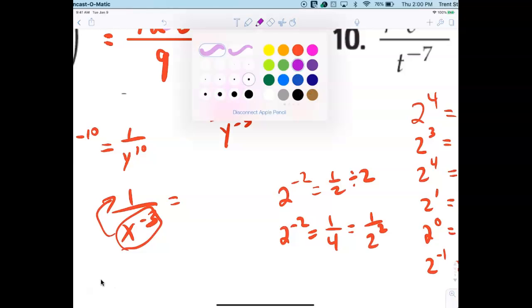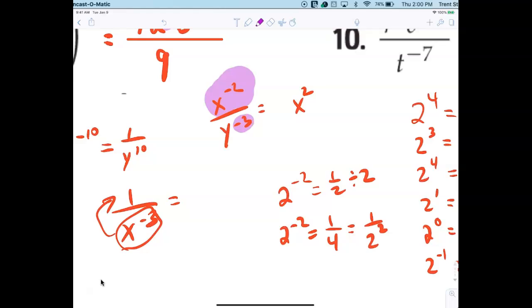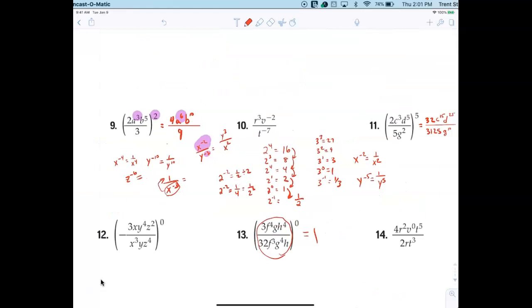Is this one a negative exponent? So where do you move that? That's the answer. That's all there is to it. That's the rule for negative exponents. If you have a negative exponent, you just move it.